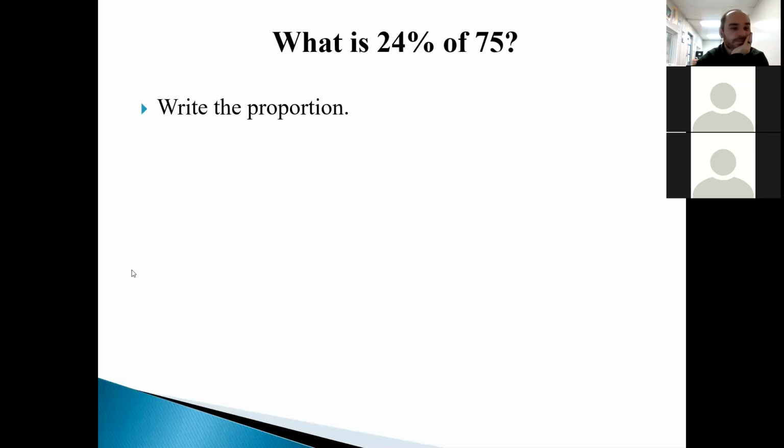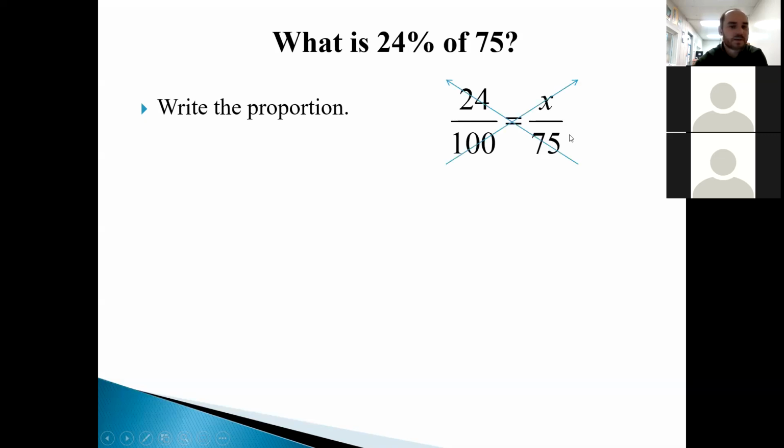Anybody? Oh, 24 out of 100. So we just put it as an over 100. So 24 over 100, and then it's going to be equals x over 75. So this is the percentage as a fraction equals the part that we're looking for, which is x, over the whole, which is 75. Then we're going to cross multiply.